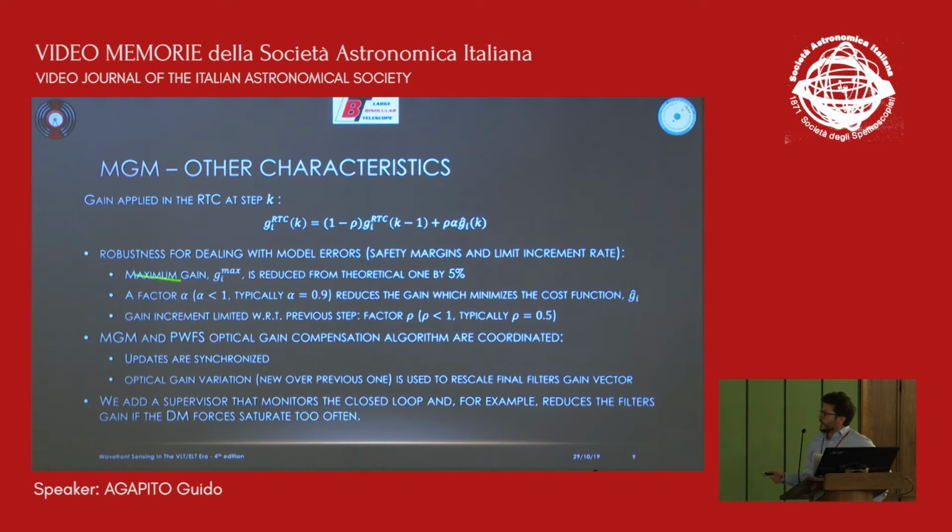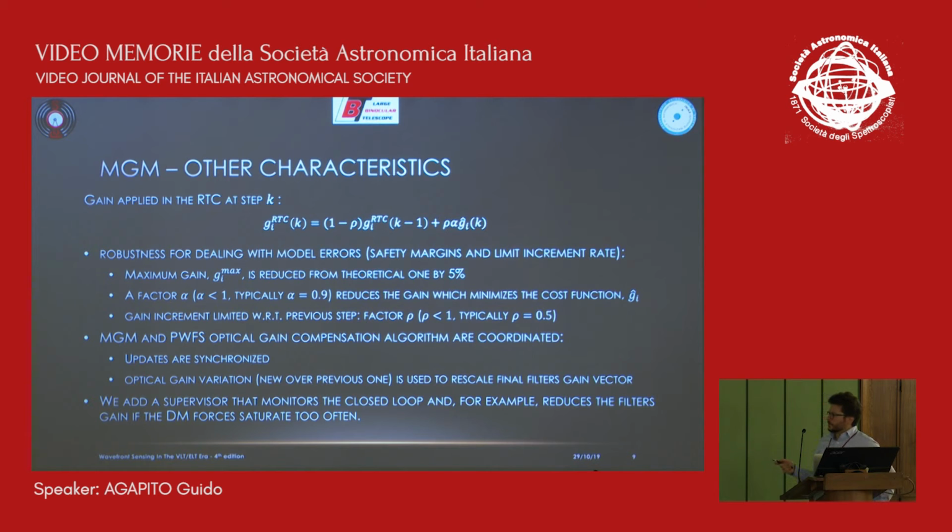Then we have another parameter that reduces the gain. This is the gain that minimizes the cost function. We reduce it by a certain amount by these alpha values. And then we don't apply this number directly, but we change the gain with a limitation with respect to the previous step.